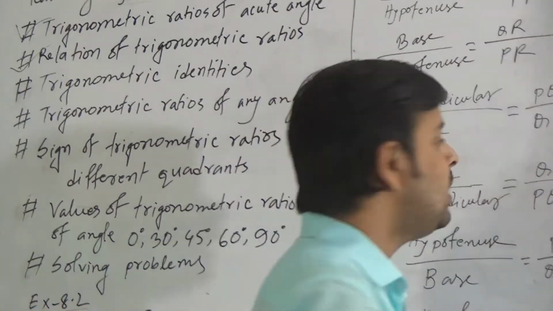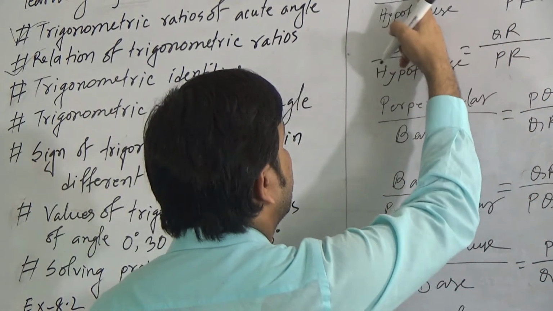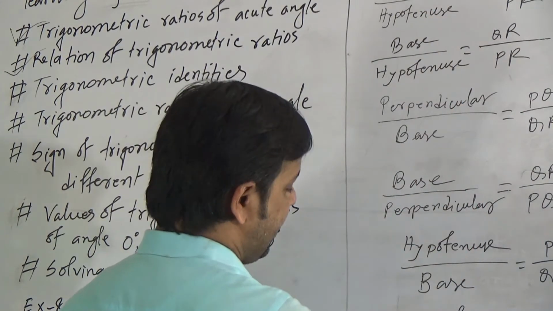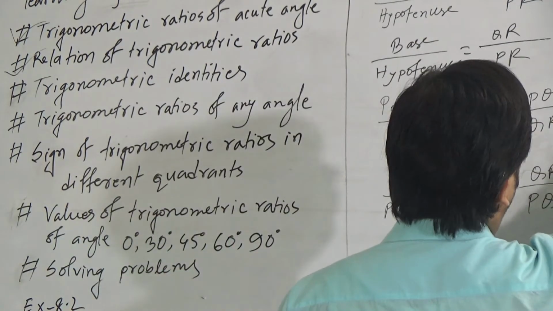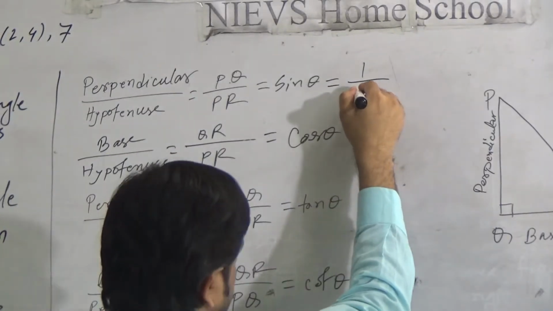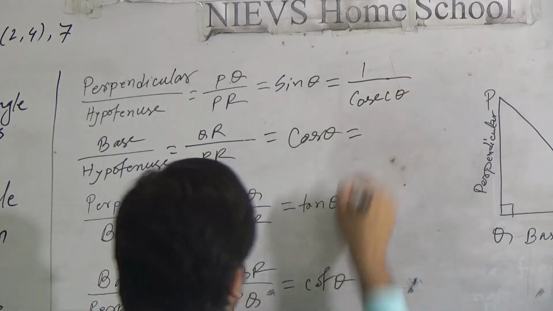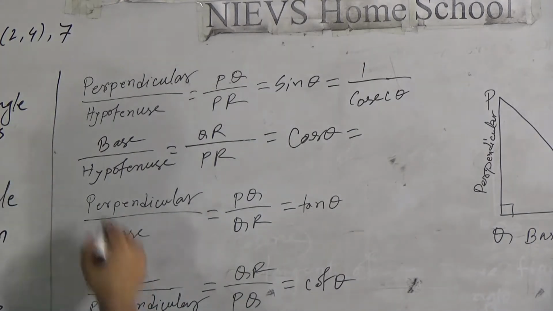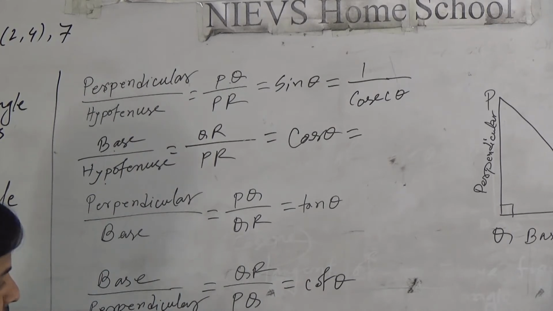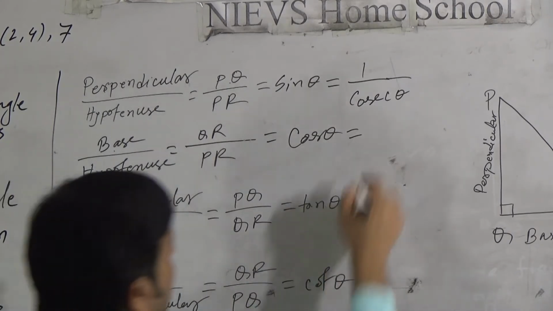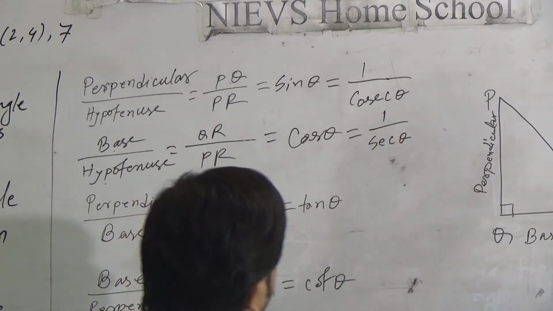Now I will show the relation among these ratios. Now see, dear students, sin theta means perpendicular ratio hypotenuse, but if you notice the last one, it is hypotenuse ratio perpendicular, so this is opposite. So we can write sin theta equal to 1 by cosec theta. And this one is base ratio hypotenuse, but this one is hypotenuse ratio base, so these two are opposite, so we can write 1 by cos theta is equal to 1 by sec theta.